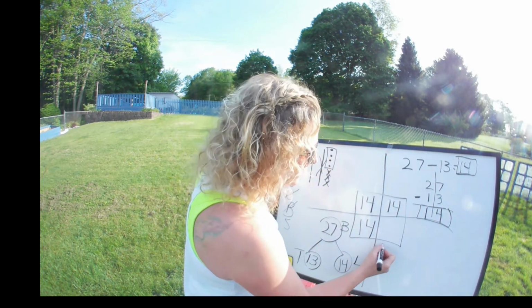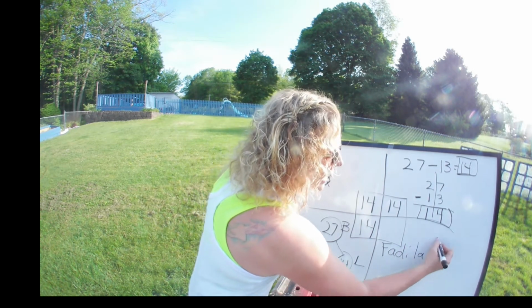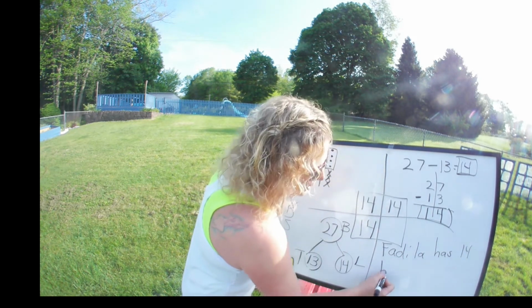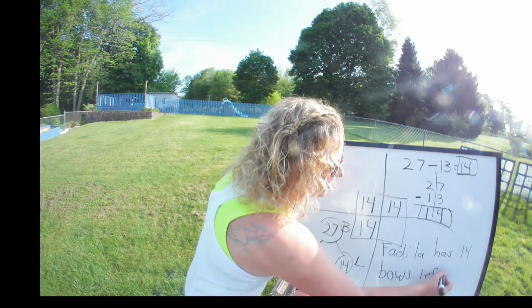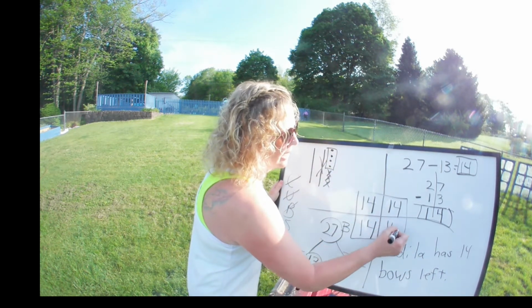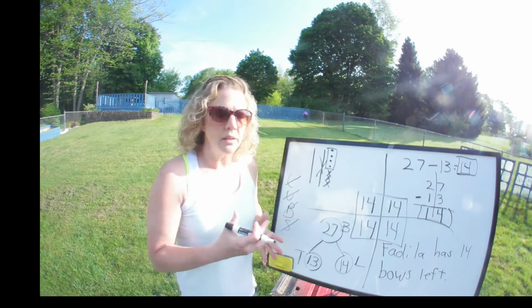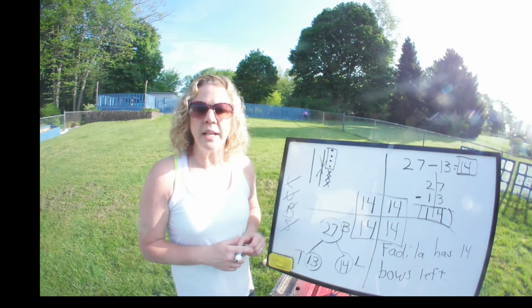And then, of course, we need to say Fadila has 14 bows left. And that answers our question. We're going to put the 14 in the center and go ahead and cross out the S. And that is our complete solution to the problem. Hold on, we're going to go on to our next section.